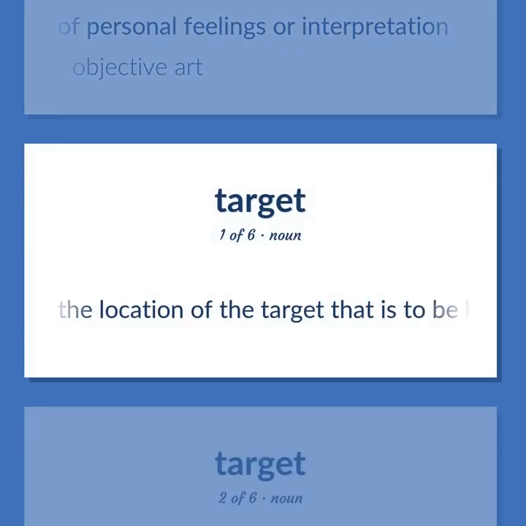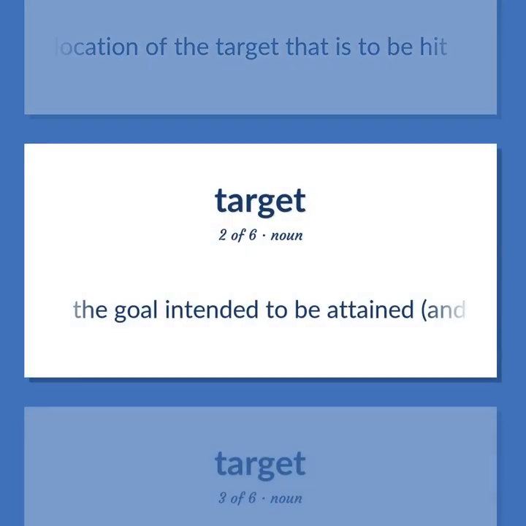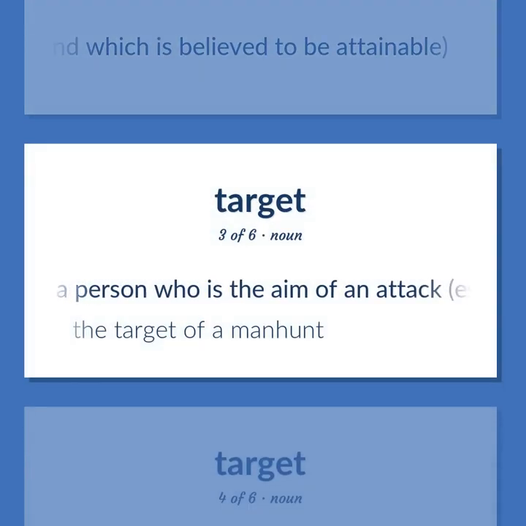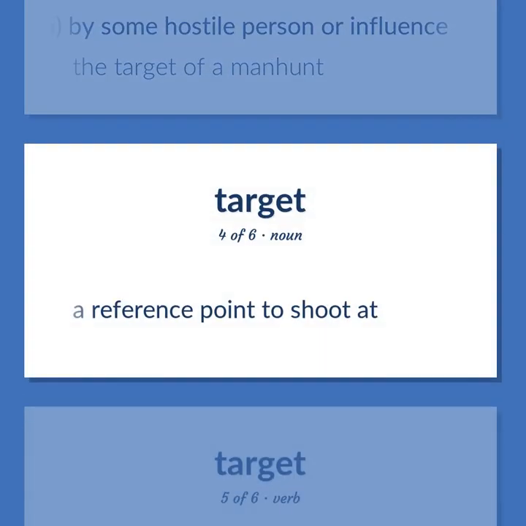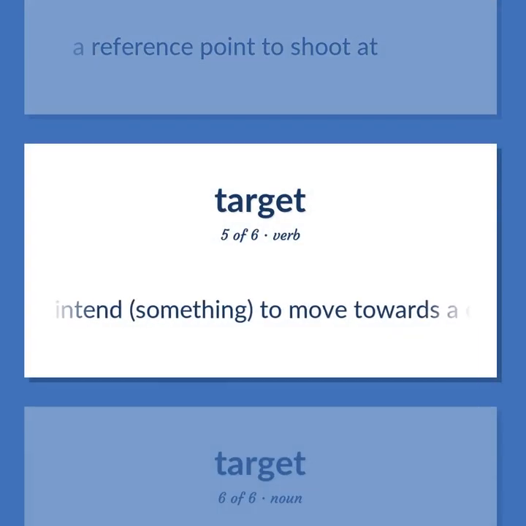The location of the target that is to be hit. The goal intended to be attained, and which is believed to be attainable. A person who is the aim of an attack, especially a victim of ridicule or exploitation, by some hostile person or influence. The target of a manhunt. A reference point to shoot at. Intend, something, to move towards a certain goal.